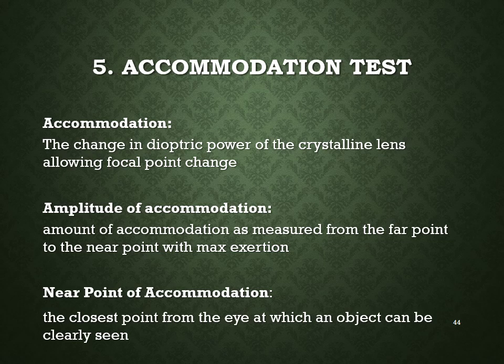Accommodation test. In the accommodation test, you need to understand a few terms, which are accommodation, amplitude of accommodation, and near point of accommodation. Accommodation refers to the change in the dioptric power of the crystalline lens, allowing focal point change. And amplitude of accommodation is the amount of accommodation as measured from the far point to the near point with maximum accommodation. And the near point of accommodation is the closest point from the eye at which an object can be clearly seen.